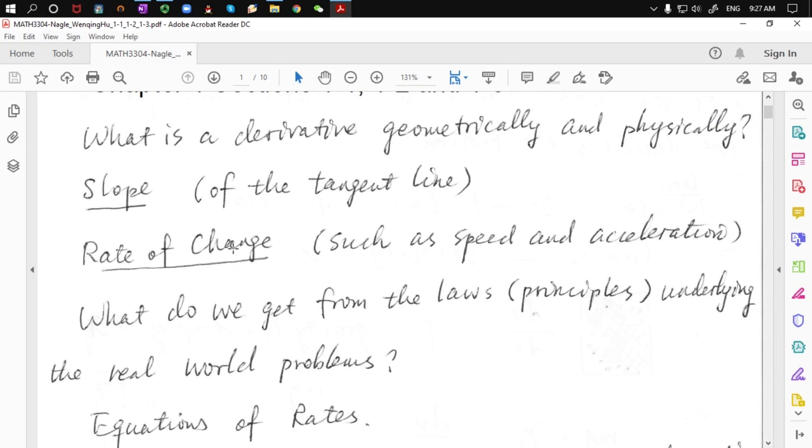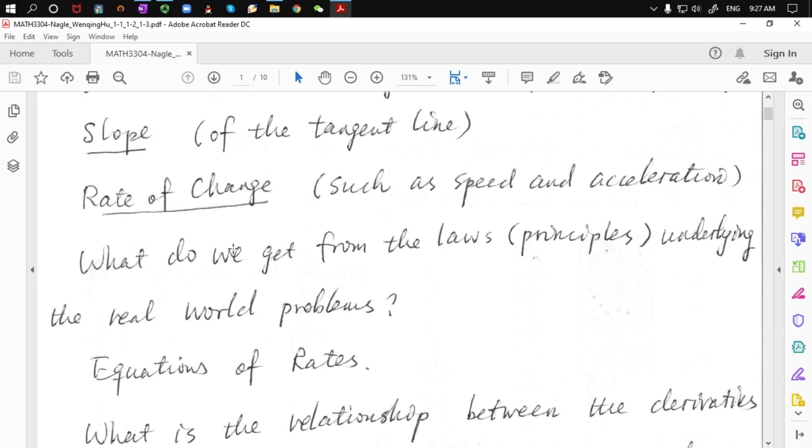Now, what do we get? What are differential equations? So far, our explanation tells us what it means by differentials or derivatives. If you look at the course title, it is called elementary differential equations. That means we have to consider not just the differentials, but the equations relating those differentials.